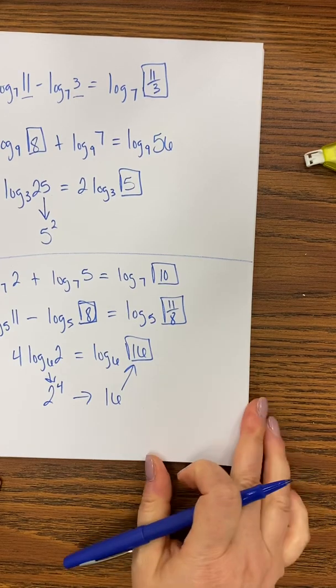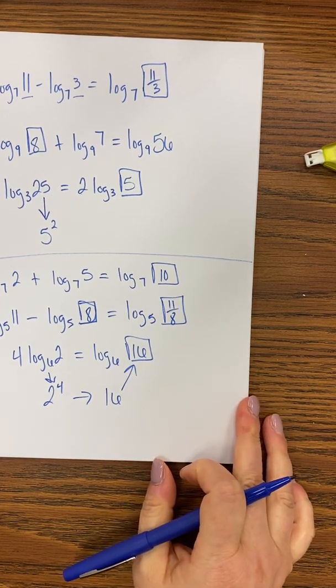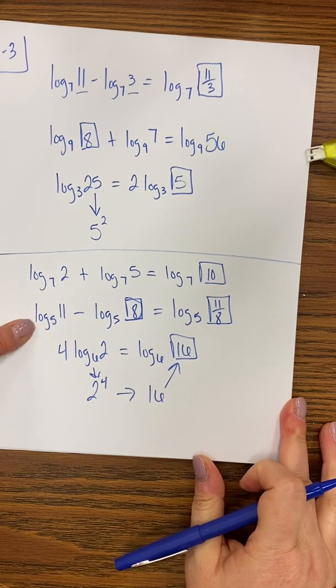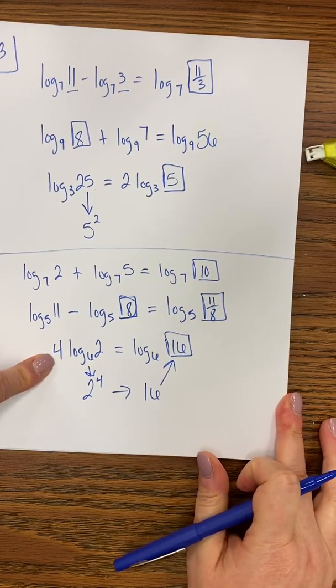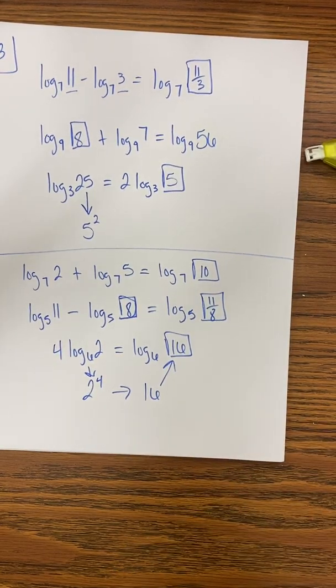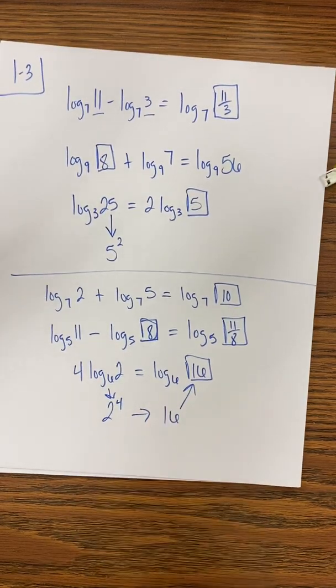Okay, so those are your problems over your three properties. Product rule, quotient rule, and power rule. Okay? That's going to cover problems 1 through 3 on your assignment.